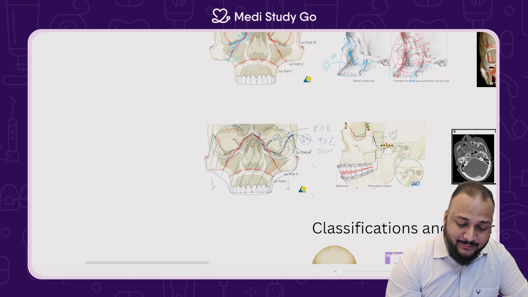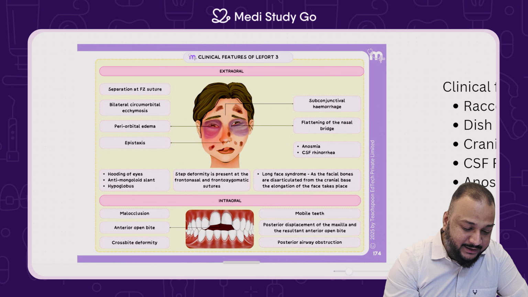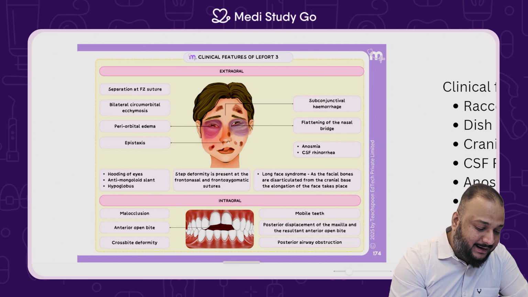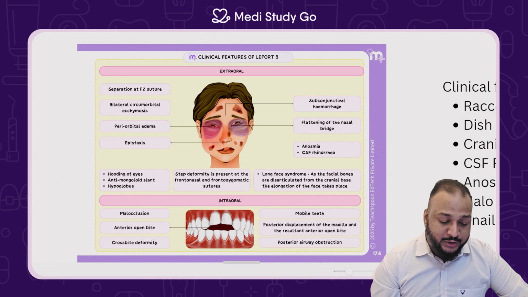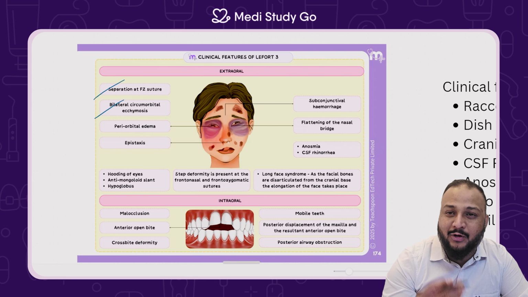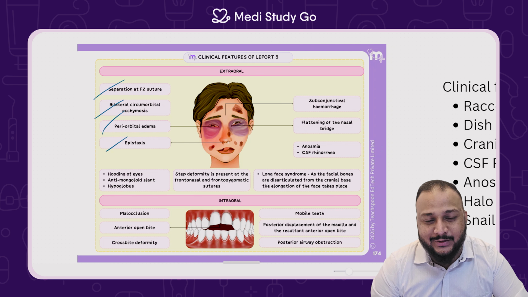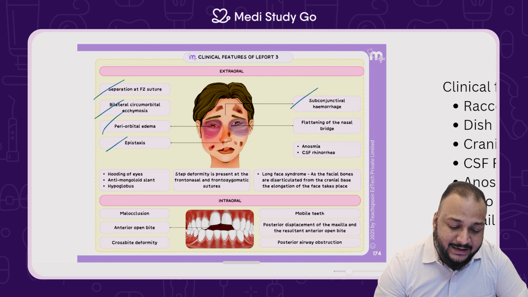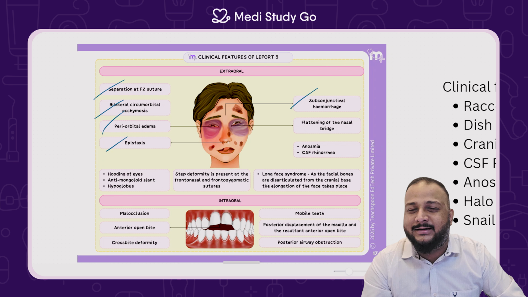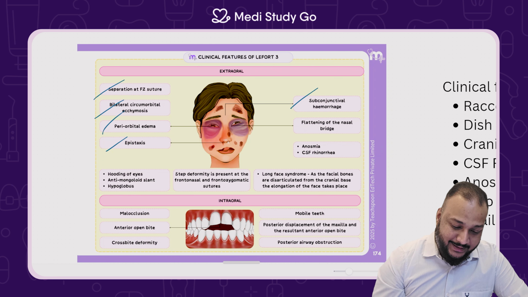So let's have a brief revision of the clinical features as given beautifully by MediStudyGo. They have completely revised it in a few short points. Separation at the FZ suture, bilateral circumorbital ecchymosis, like I mentioned, periorbital edema, like we mentioned, epistaxis, that is bleeding from the nose, like I explained, and subconjunctival hemorrhage, where the white part of the eye starts looking red and stays red for a very long time, as you heard in the Lefort 2 lectures.